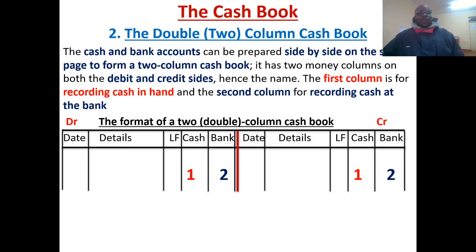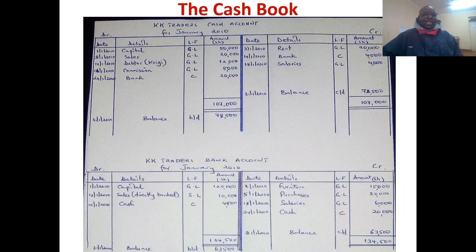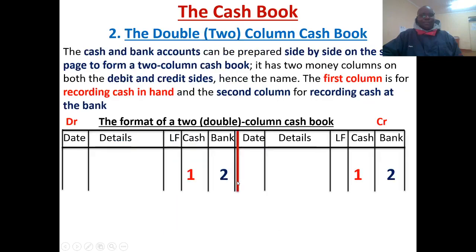The double or two column cash book. These two accounts, that is the cash account and bank account, can be merged or appear side by side on the same page to form a two column cash book. It has two money columns on each side, that is on the debit side and the credit side. We have this first column and this second column. The first column represents the cash account and the second column represents the bank account.